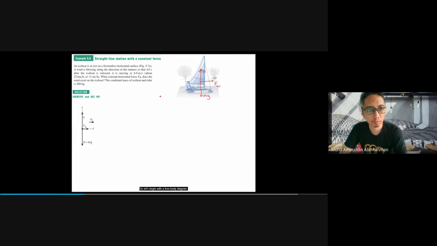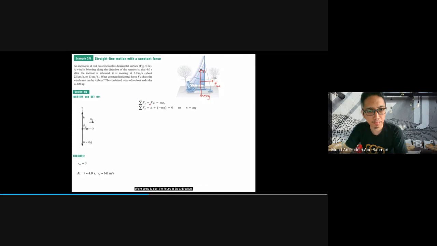So let's begin with a free body diagram. Here's our positive y-axis, here's the positive x-axis, and all the forces in the problem lie on an axis. Normal force up, the weight down, and the wind force to the right. We make note of the parameters given in the problem: the velocity starts at 0, then after 4 seconds it reaches 6 meters per second.